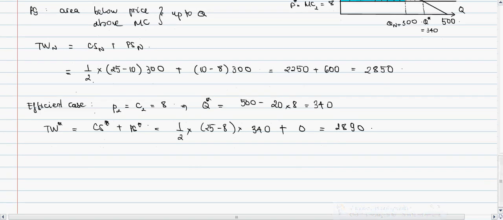Alright, so if you compare the total welfare in the efficient case to the total welfare in the Nash equilibrium, you can see that total welfare here is bigger than the total welfare in the Nash equilibrium. So the deadweight loss resulting from the Nash equilibrium is equal to total welfare in the efficient case minus total welfare in the Nash equilibrium, which is this minus 28.50, and it's going to be equal to 40.